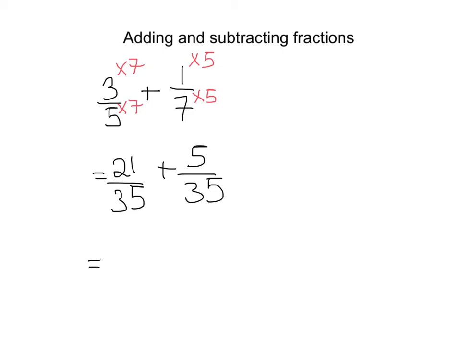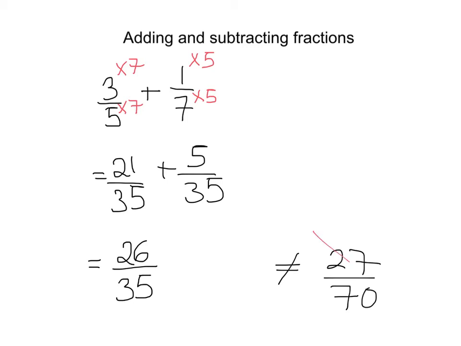So 21 plus 5 is 26. And the denominator stays as 35 because they are parts of 35. So we're almost saying we've got 21 parts of 35 plus 5 parts of 35. So that would leave us with 26 over 35, which is not the same as 26 over 70. If you write this, then you are wrong.